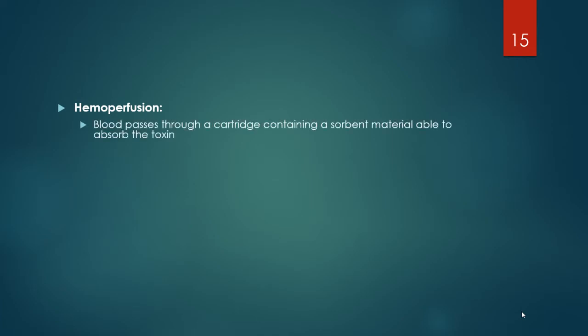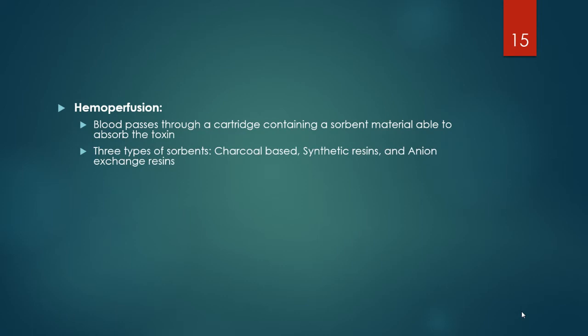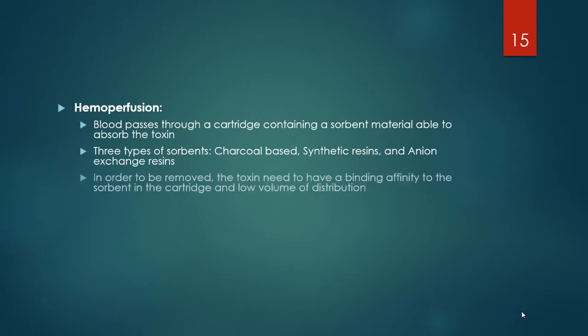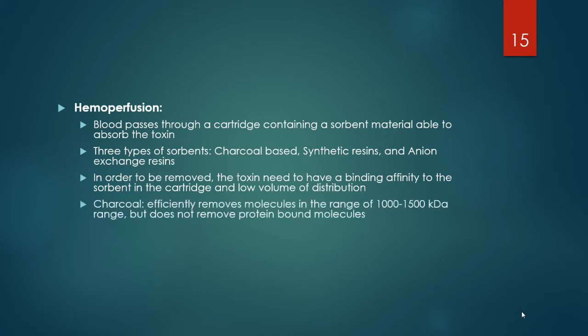Hemoperfusion, I mentioned it earlier, but what is it? Basically, the blood passes through a cartridge containing absorbent material able to absorb the toxins. We have 3 types of sorbents: charcoal-based, synthetic resins, and anion exchange resins. In order to be removed, the toxin needs to have a binding affinity to the sorbent in the cartridge and a low volume of distribution again. Charcoal efficiently removes molecules in the range of 1,000 to 1,500 kilodalton, but does not remove protein-bound molecules. But resins are effective in removing protein-bound and lipid-soluble molecules.